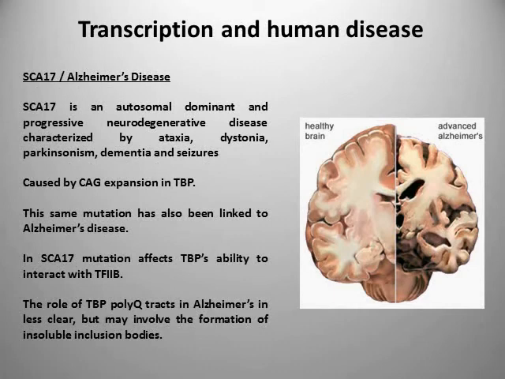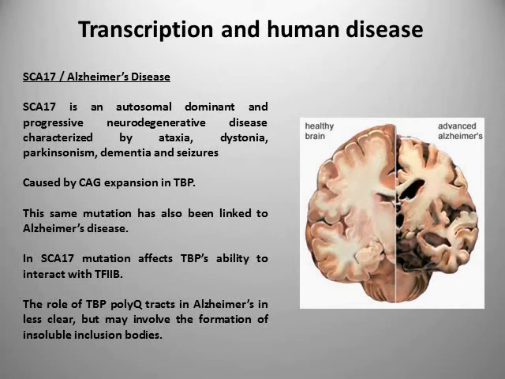So, to finish with, let's have a think about transcription in human disease. One good example of how errors in transcription can lead to disease is SCA17, which is an ataxia disease, spinocerebellar ataxia 17, and also Alzheimer's disease.